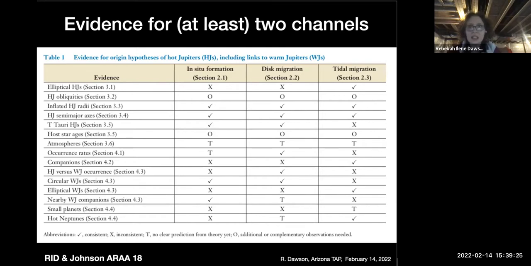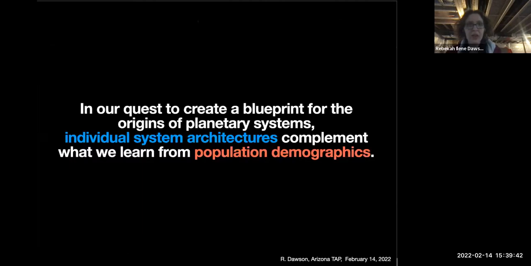And this leads us to think that we need more than one of these channels, in situ formation, disk migration, and tidal migration, to account for the population of close-in giant planets that we see. And so as I pick and choose a couple of these pieces of evidence to talk about, I'll focus on cases that fit with our theme of how individual system architectures are complementing what we're learning from population demographics.